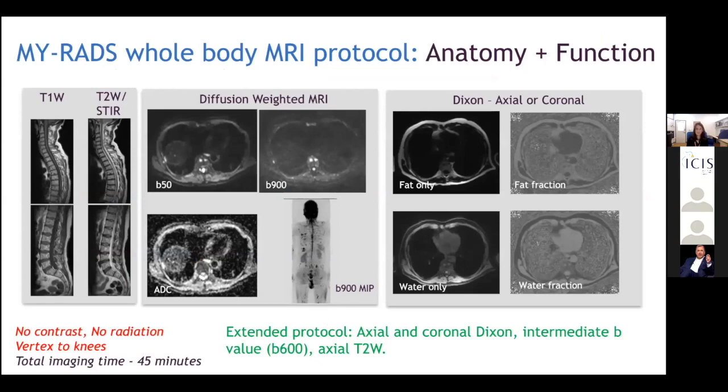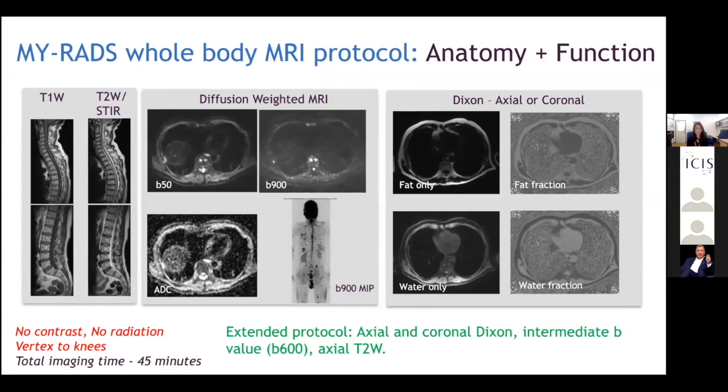And you'll see that it's very similar to the ONCO-RADS protocol and MET-RADS, and that is not accidental. We've tried very hard to keep as many features as common as possible so that centres find it easier to adopt what we think is going to be a very important imaging modality for patients with cancer. There is an extended protocol that allows for introducing Dixon in the coronal plane, an intermediate B value, and also axial T2. But for a diagnostic service, the protocol that you see before you is more than sufficient. And in fact, this is pretty much how I would hang my screen when I'm reporting.